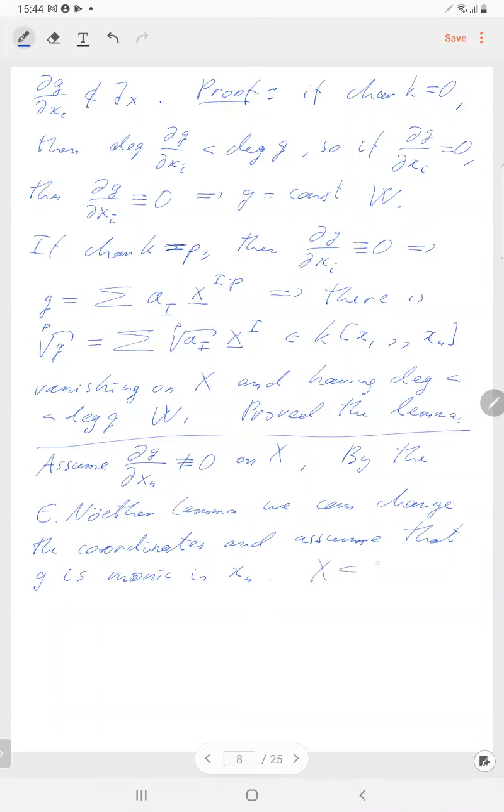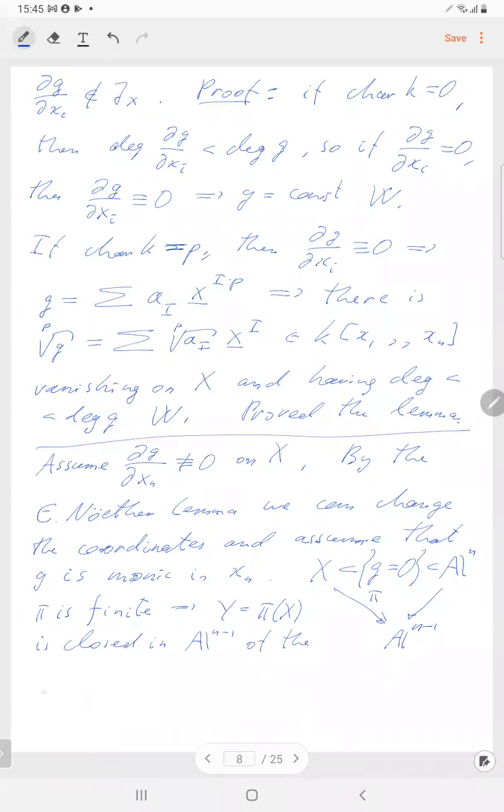So I have an embedding of X into this divisor, g equals 0, and now let's project along the last coordinate onto A^(n-1), and X will project there. Let's call this projection, say, pi. Then we know that pi is finite, and hence the image of X is closed in the smaller space of the same dimension.